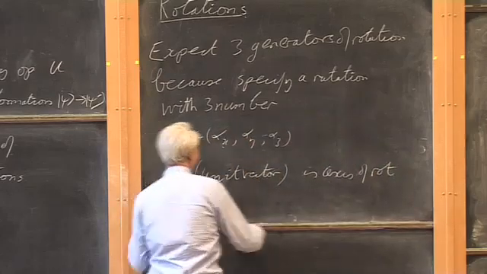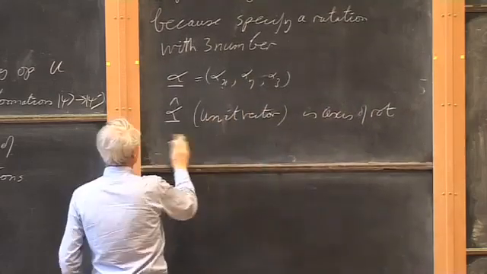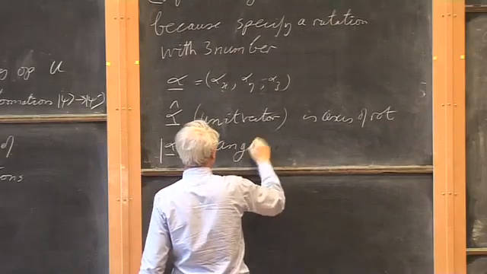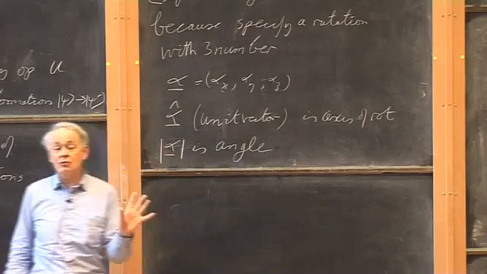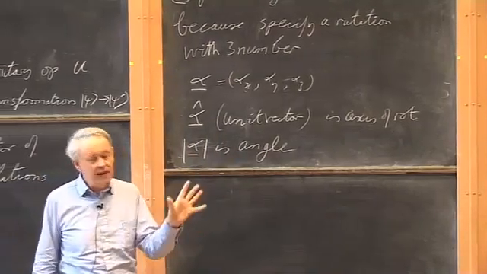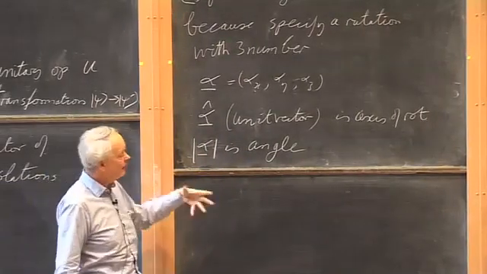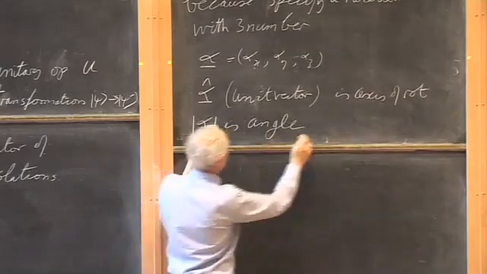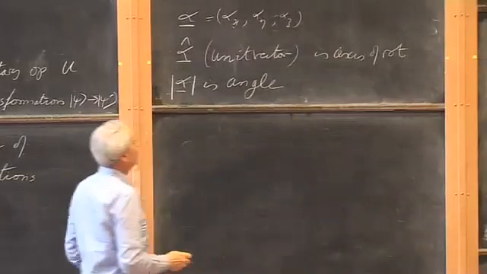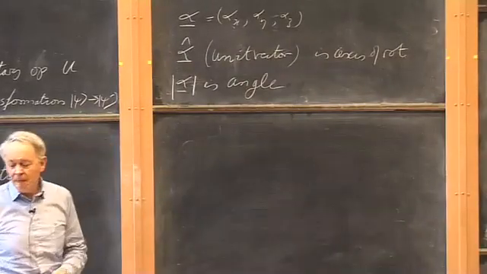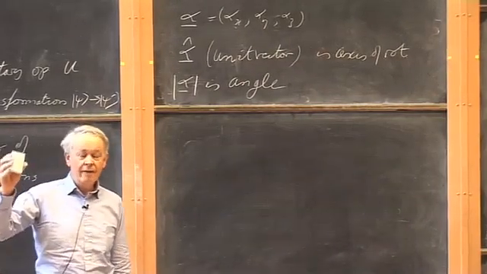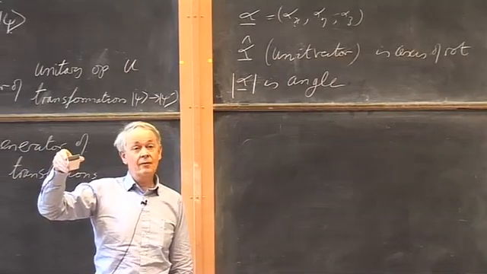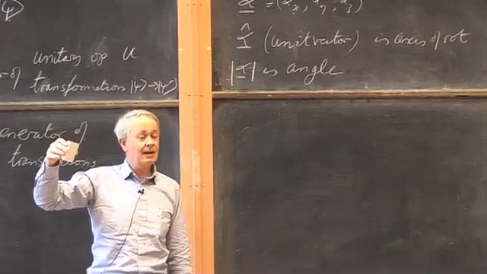And mod alpha, the modulus of the vector alpha, is the angle through which we plan to rotate. So these three numbers are a handy, convenient system for specifying which rotation you wish to refer to. And I now say that the rotations form a continuous set of transformations of my system, because I can rotate my system by a little bit or a lot.